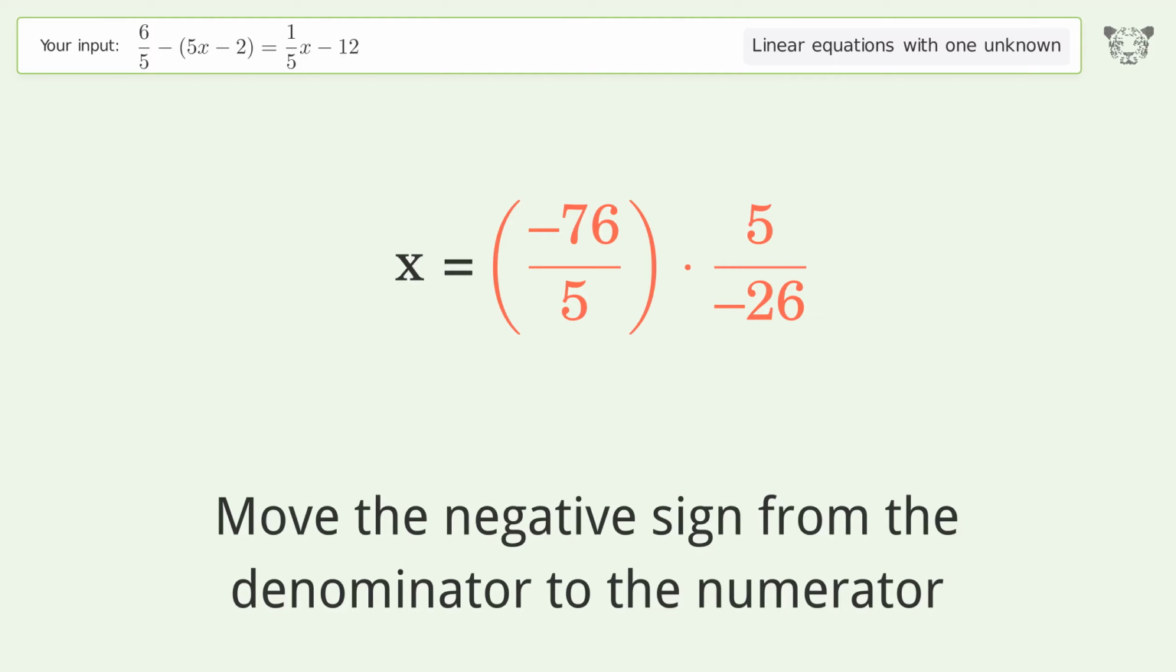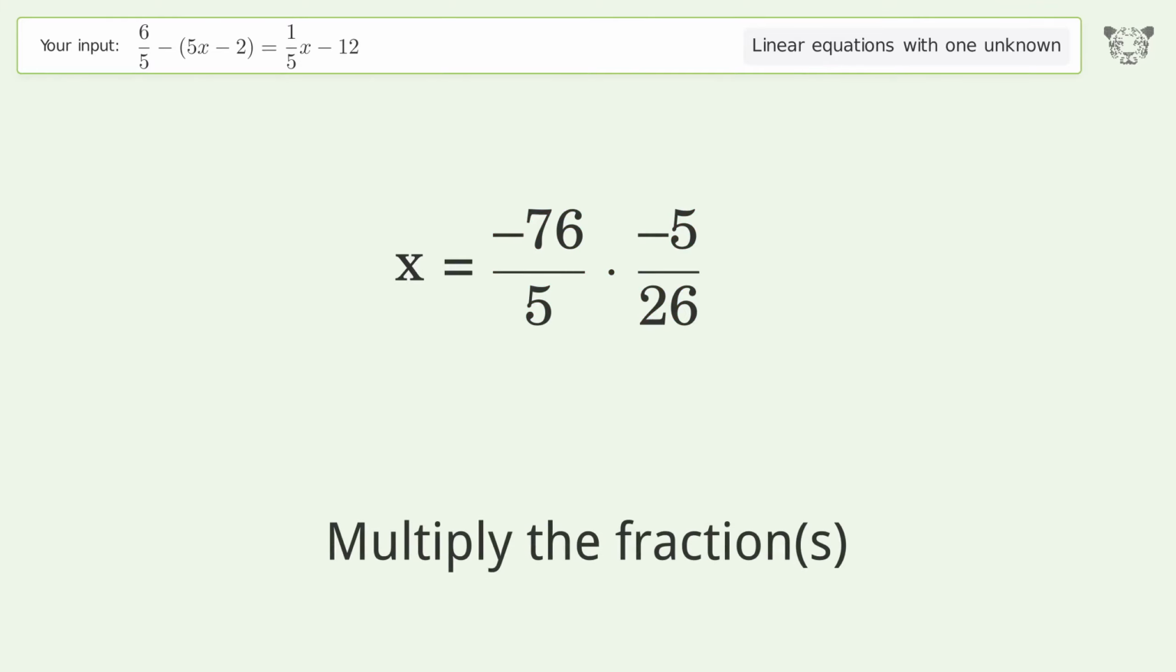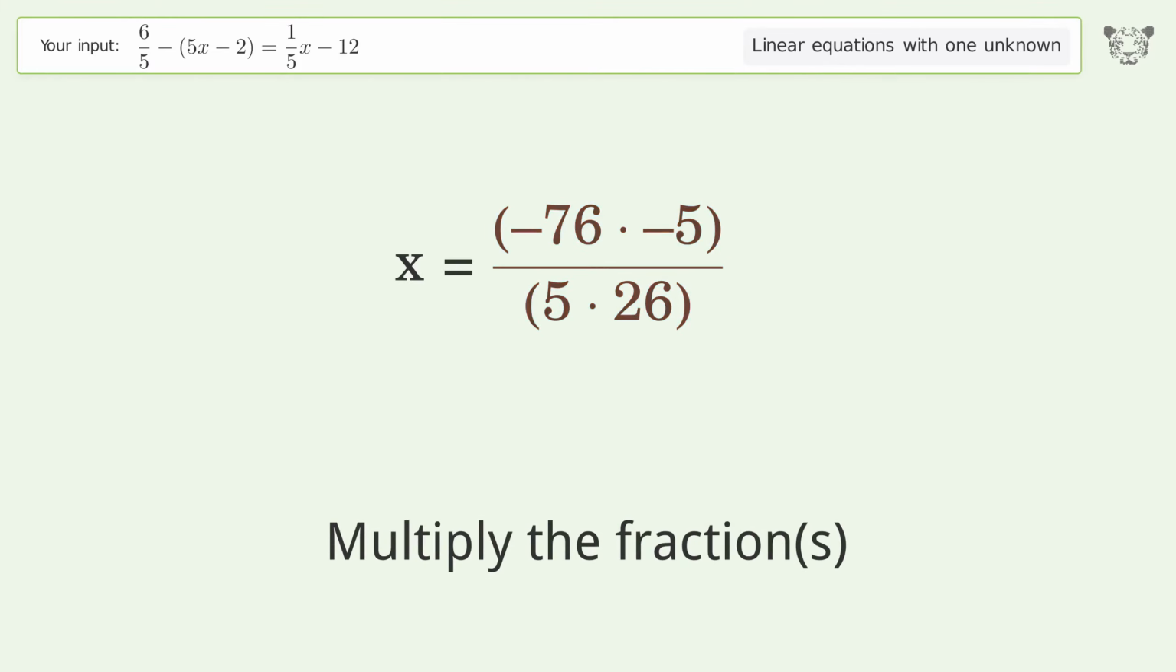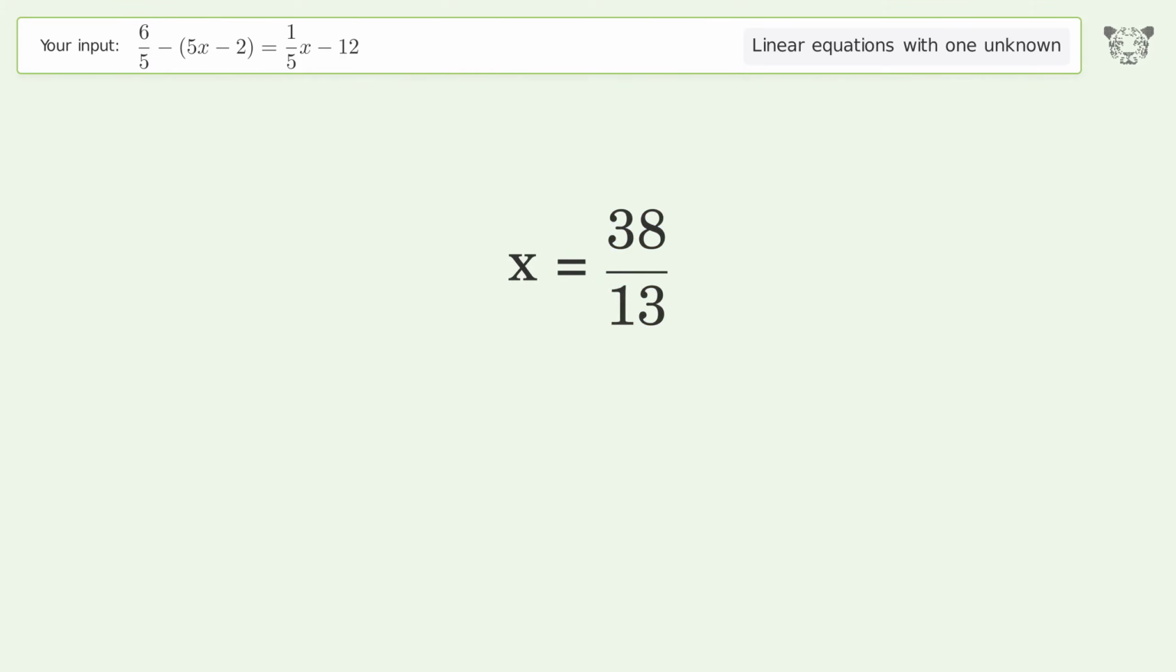Move the negative sign from the denominator to the numerator. Multiply the fractions. Simplify the arithmetic. And so the final result is x equals 38/13.